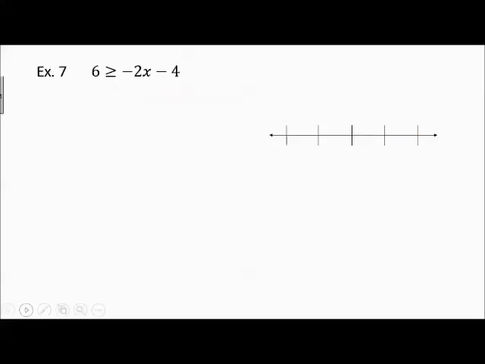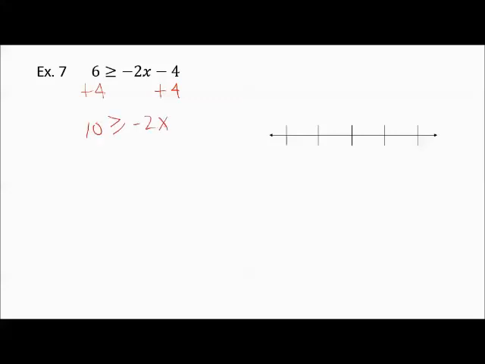Next one. Now, this is a little bit more complicated. Here's a 2-step inequality. Same procedure as when you're solving an equation. So the first thing we need to do is figure out where x is. It's on the right. What's along with it? How do we isolate it? And the first thing we're going to do is plus 4 on each side. And we get 10 is greater than or equal to negative 2x.